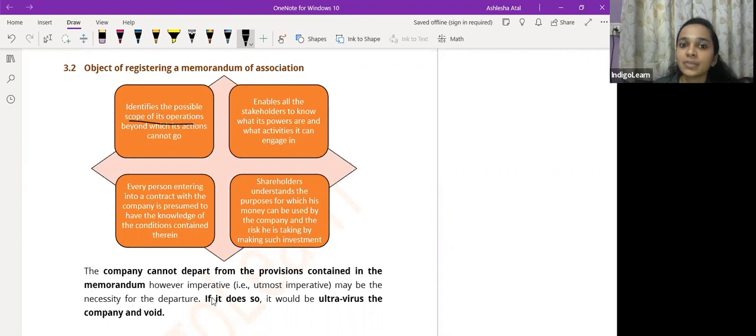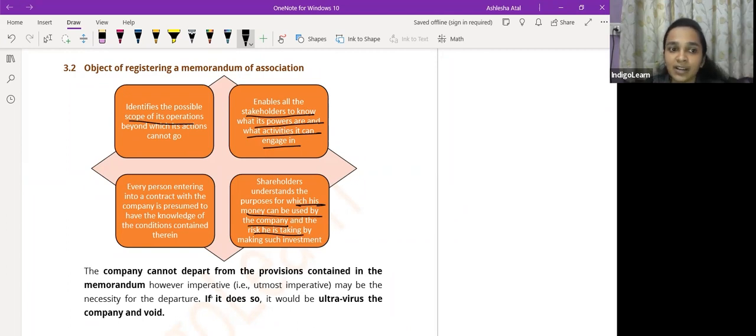Apart from it, it enables stakeholders to know what its powers are and what activities it can engage in. क्या चीजें कर सकते हैं, उनके powers क्या है, उनके activities क्या है. Every person जो भी कंपनी के साथ कॉन्ट्रैक्ट कर रहा है, it is presumed that this person has gone through the memorandum of the company and knows about the things which have been contained in the memorandum. And shareholders, they understand the purpose for which their money will be used by the company and the risk which he is taking by making investment in the company.